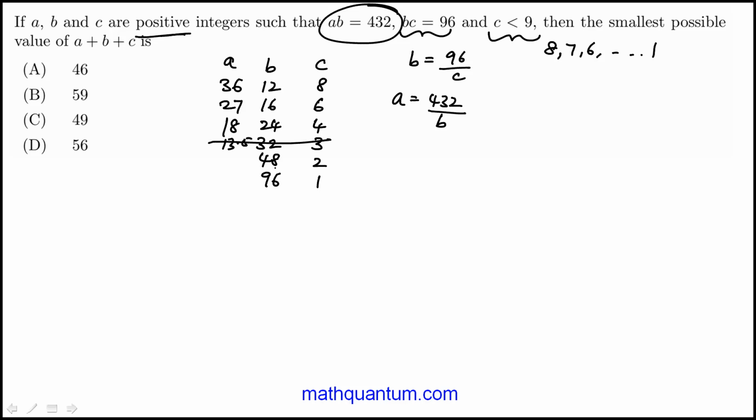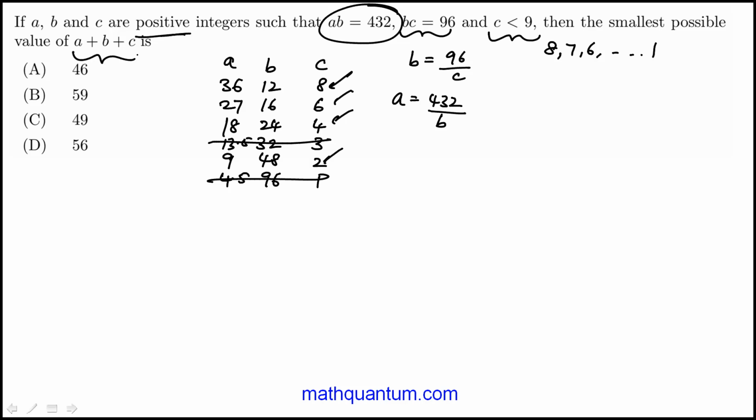And then 432 divided by 48, 9. And then 432 divided by 96. That's the last one, 4.5. So that one is also out. Now I'm looking for these 4 solutions.